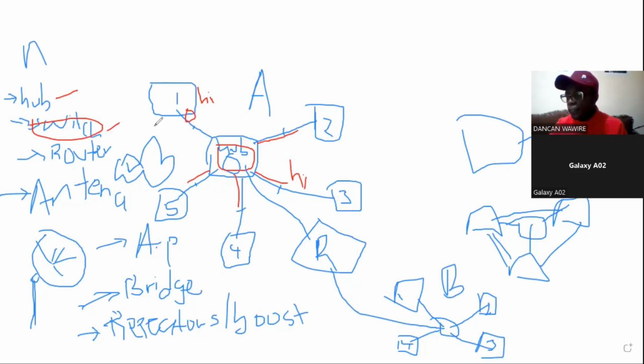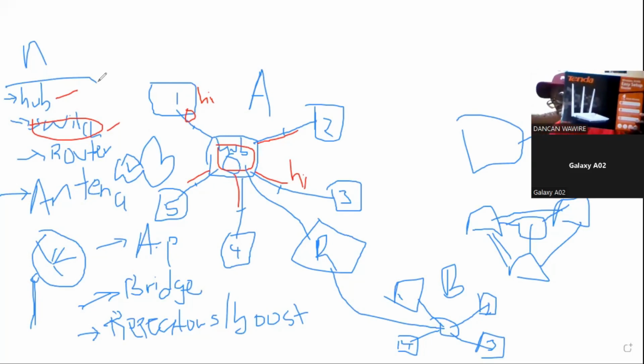Okay, is there anything else I've left out about networking devices? I think this is what we'll deal with mostly. This is what we'll be using. This is what we'll be configuring. Talking of configuration, I have an example of a router here.